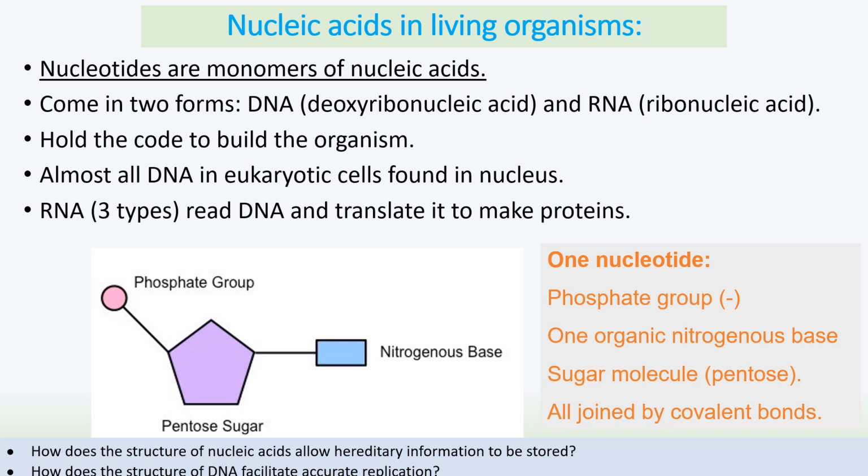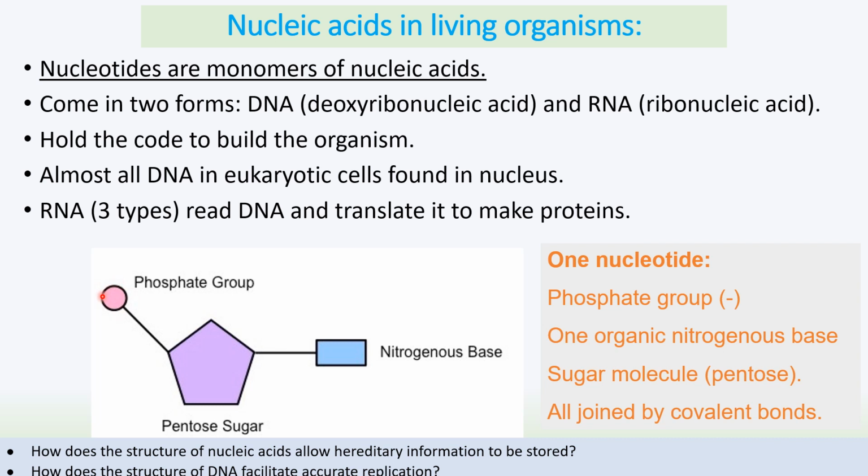You need to know the monomer. We said the nucleotides are polymers of nucleic acids. The monomer of a nucleic acid is a nucleotide. A nucleotide is one individual part of the DNA molecule, and you need to be able to draw this structure you can see here, and you need to be able to describe this structure as well.